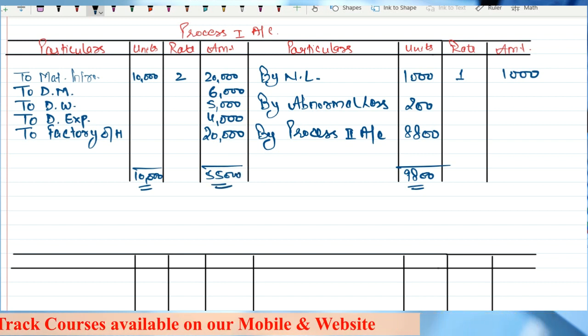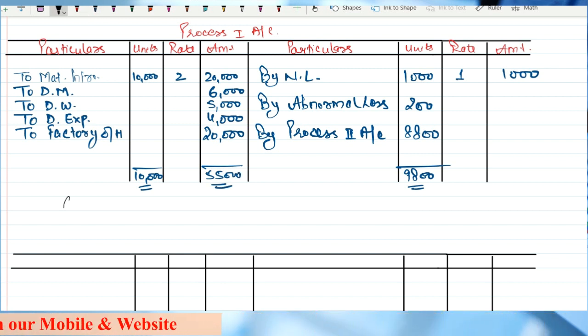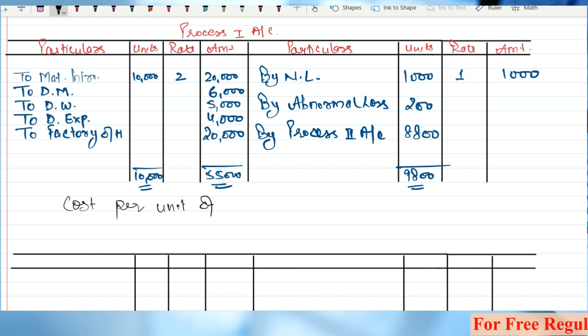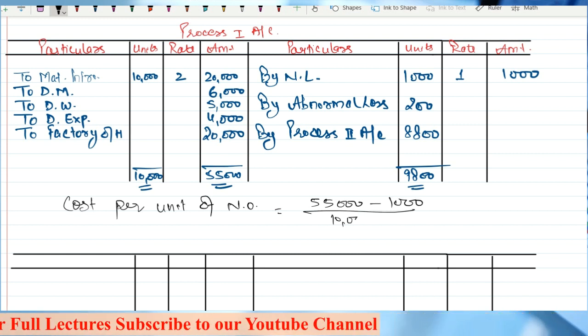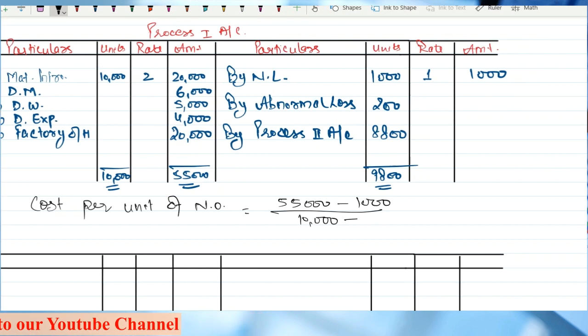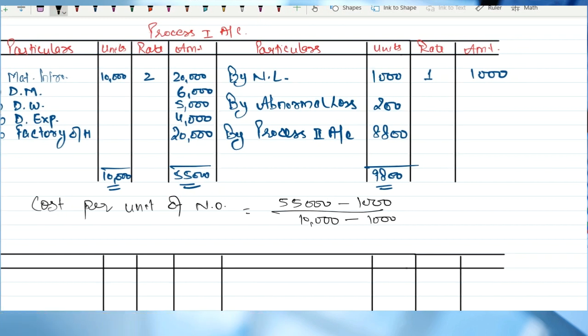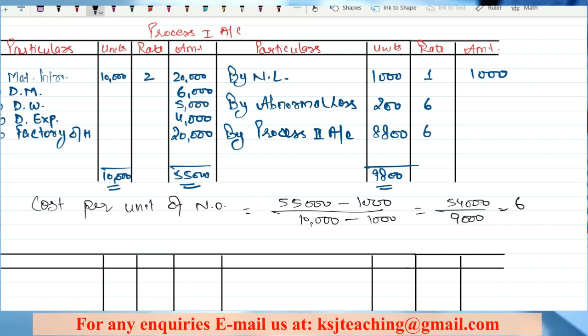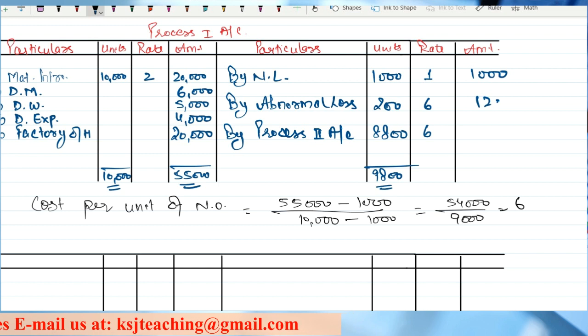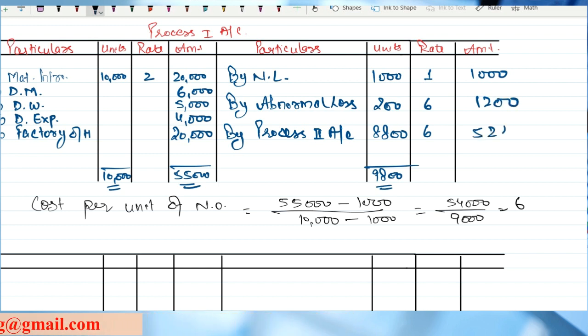So now how to calculate the rate? Sir, we will calculate the cost per unit. Cost per unit of normal output: total cost 55,000 minus scrap value 1,000 divided by units 10,000 minus normal loss units, that is 1,000, right? So this comes to 54,000 divided by 9,000. This comes to 6 rupees, right? So I'll write 6 here, I'll write 6 here. So this comes to 1,200 and 52,800, right? So the total is 55,000.